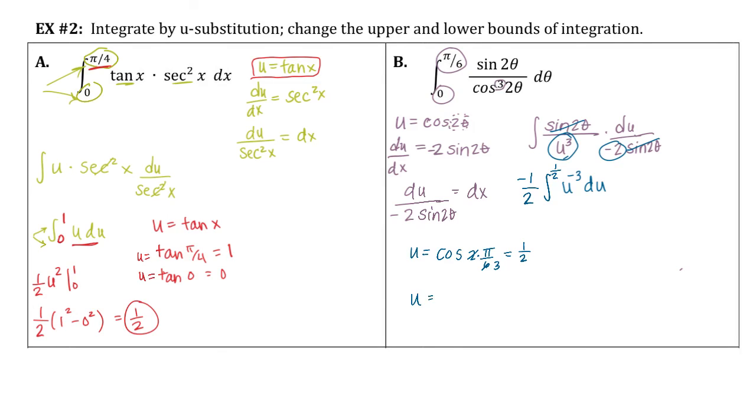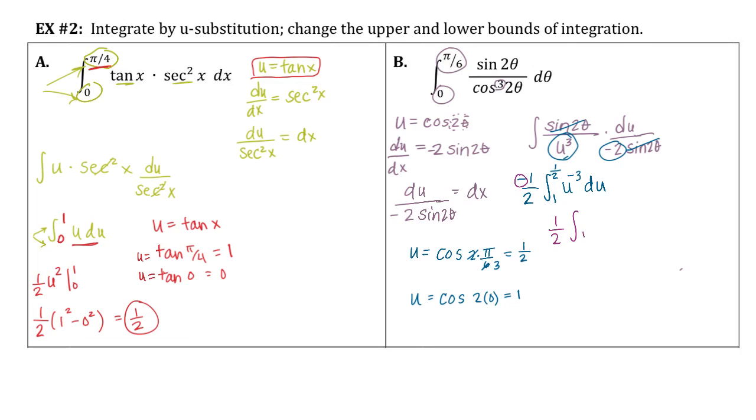Our lower endpoint, we are going to plug in 0. So we're going to have here cosine of 2 times 0, which is still 0. Cosine of 0 is 1. So we have that. All right, now one thing I'm noticing here, our endpoints are inverted. Notice we're going from 1 to 1/2, so that's backwards. We're going to have to flip those, which is going to change that sign.